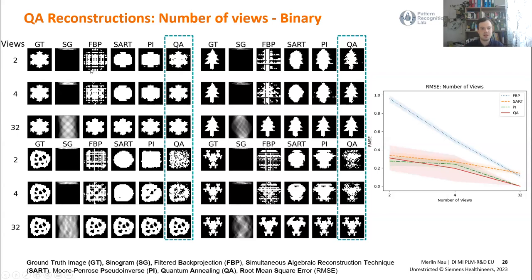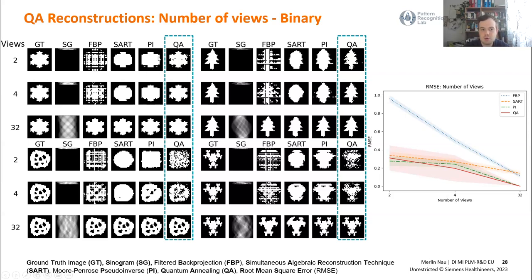Now we can see that the filtered back projection is really not designed for this case. The filtered back projection basically rests upon the Fourier slice theorem. And this basically states that you need as many projections as you have points in your image in order to resolve the image. And the SART approach is doing okay. It does not lead to a very good solution, but the shape is still retained.